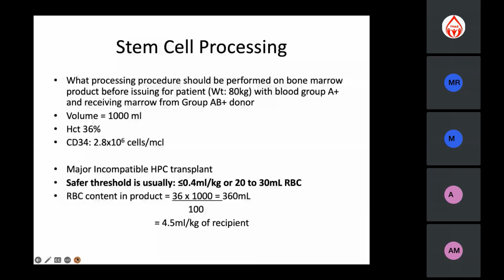So the question here is, what processing procedure will be performed in this patient? The answer is RBC reduction, that is red cell reduction, using colloids like hydroxyethyl starch, before infusing directly to the patient.